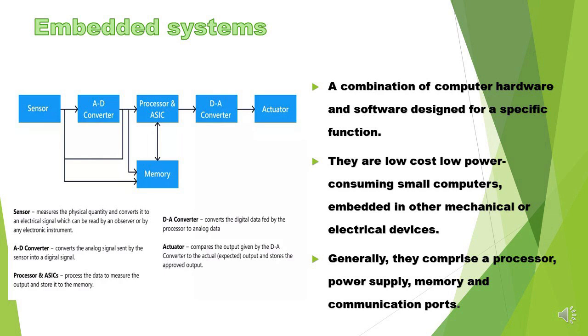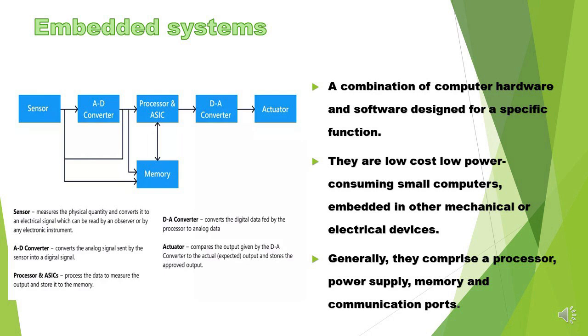And in this figure, we can see the basic block diagram of an embedded system. An embedded system consists of first a sensor, analog to digital converter, processor and ASIC. ASIC stands for application specific integrated circuit. Then digital to analog converter, actuator and lastly the memory element.